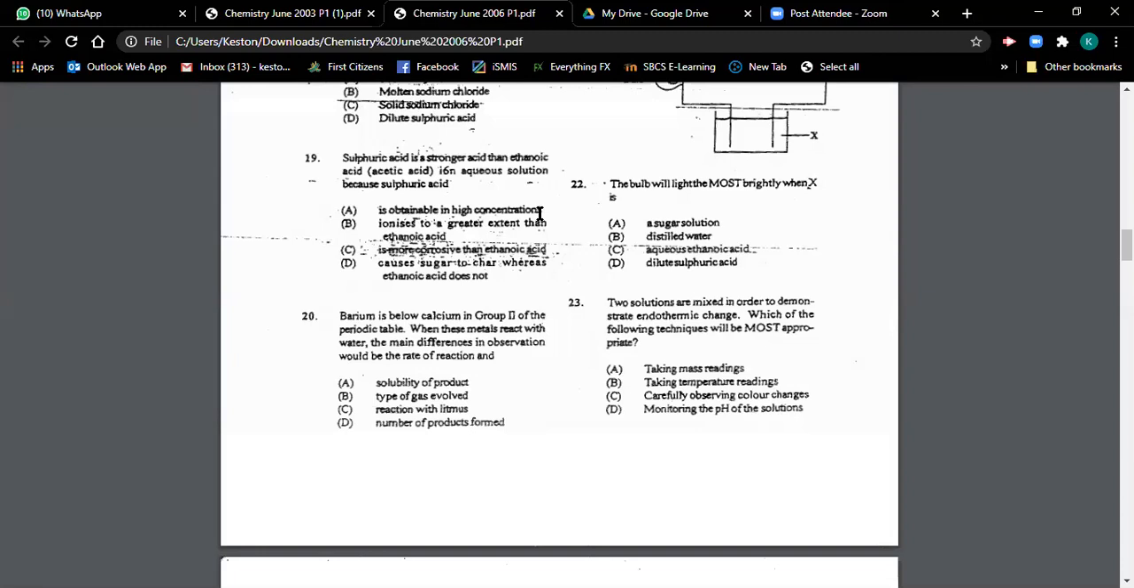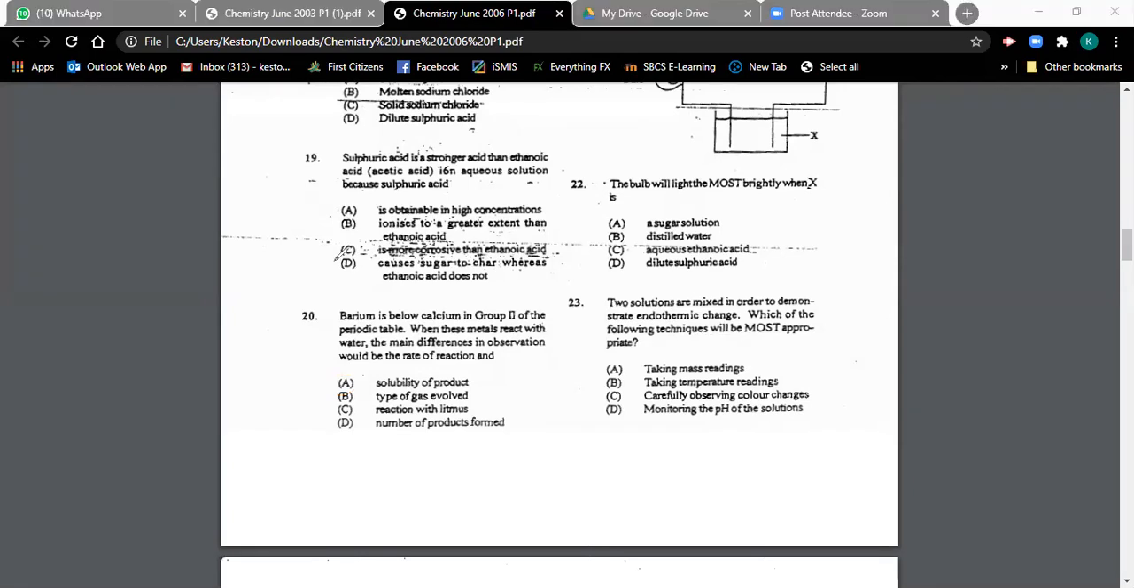Yes, correct. Very good. Well done, Jadon. Solubility of the product. Excellent. That's the other thing that will be affected, because the more reactive it is, the more soluble it will be. Very good. 20. Let's go up to 21.